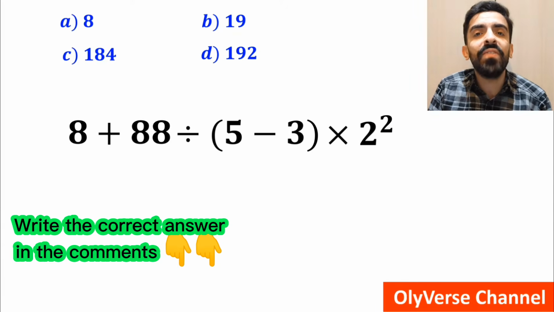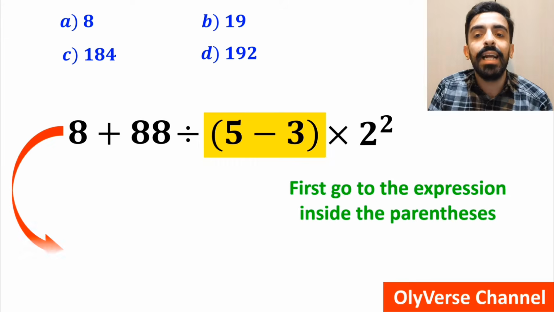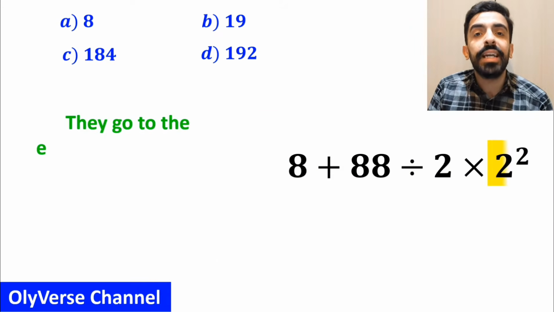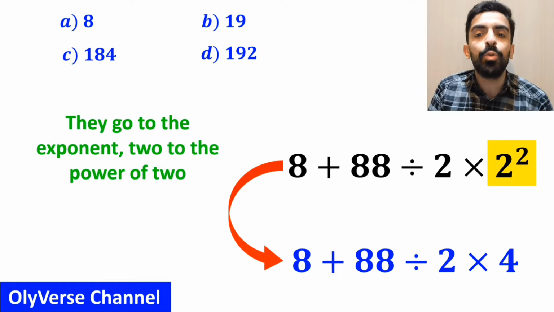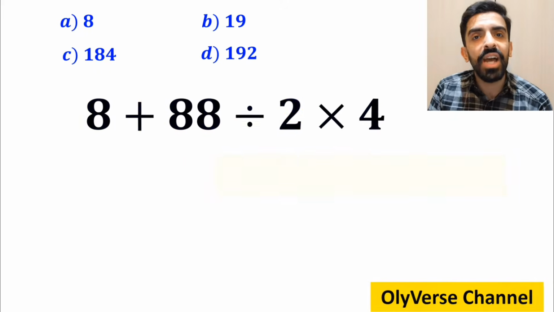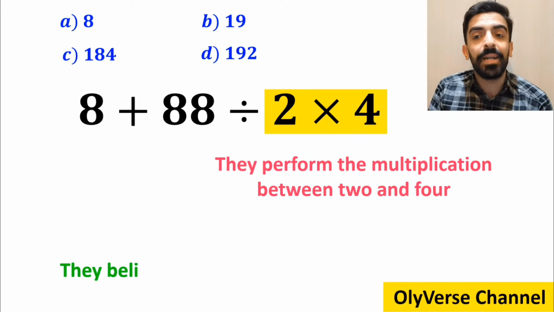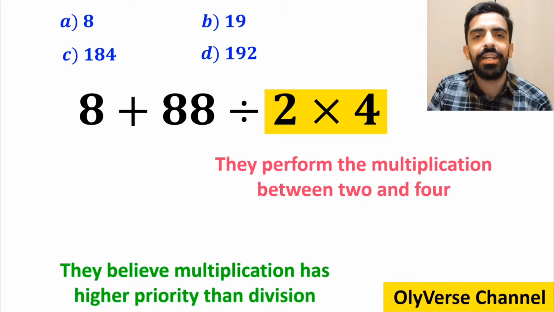Also, some other people when solving this question first go to the expression inside the parentheses and instead of this expression, they write 8 plus 88 divided by 2 times 2 to the power of 2. The next step, they go to the exponent 2 to the power of 2 and simplify it to 8 plus 88 divided by 2 times 4. Then, they perform the multiplication between 2 and 4 because they believe multiplication has higher priority than division.